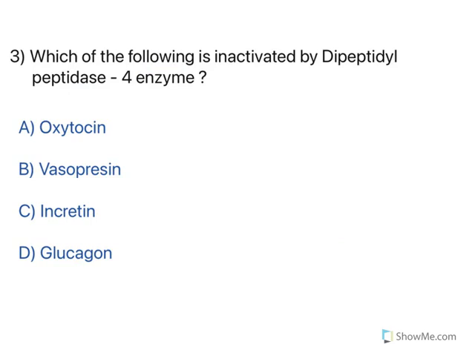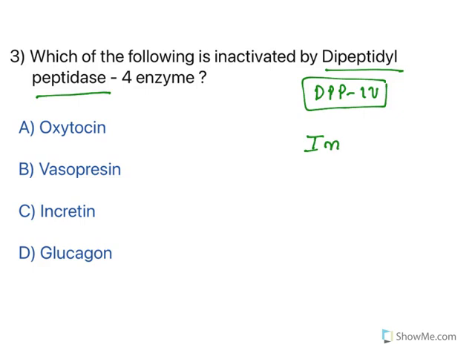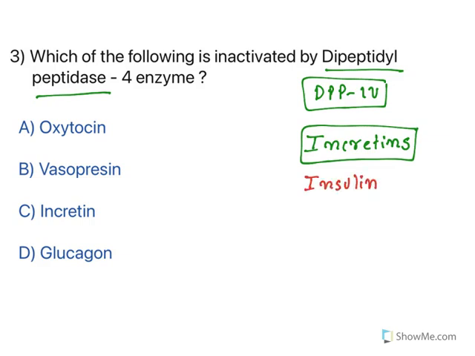Moving to the next one. Which of the following is inhibited by dipeptidyl peptidase 4 enzyme? Now see, this dipeptidyl peptidase 4 enzyme is responsible for metabolism of incretins. Incretins are present in our intestine. They are known as insulin secretagogues. So the job of incretin is they increase the levels of insulin, and they are metabolized by dipeptidyl peptidase 4.